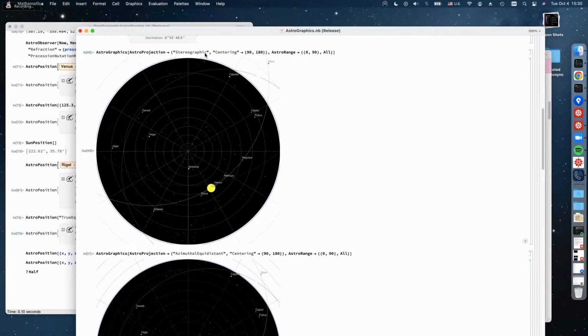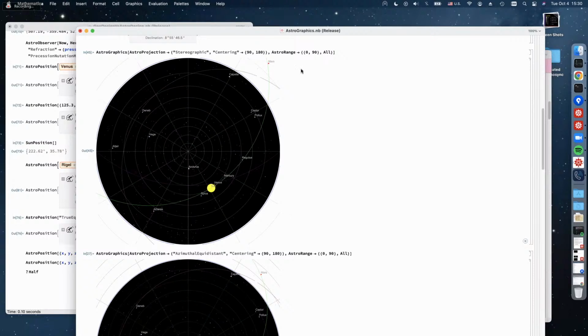Yeah, right. I understand. So basically, the second argument of AstroPosition, the association that was given in the second argument of AstroPosition, everything that occurred in there, you want to be able to put into AstroGraphics.